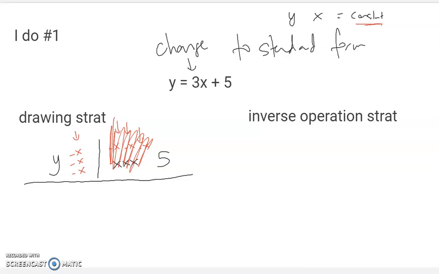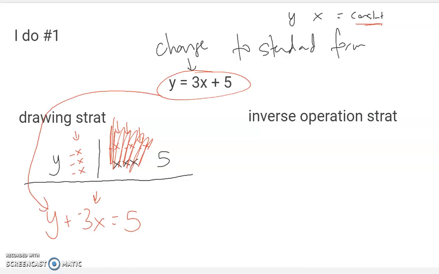I'm already in standard form. If I change that back to an equation, it's y plus negative 3x equals 5. Now, this is the slope-intercept form. This is the standard form of the same equation. Standard form. That's one way to do it if the drawing strategy is nice for you.